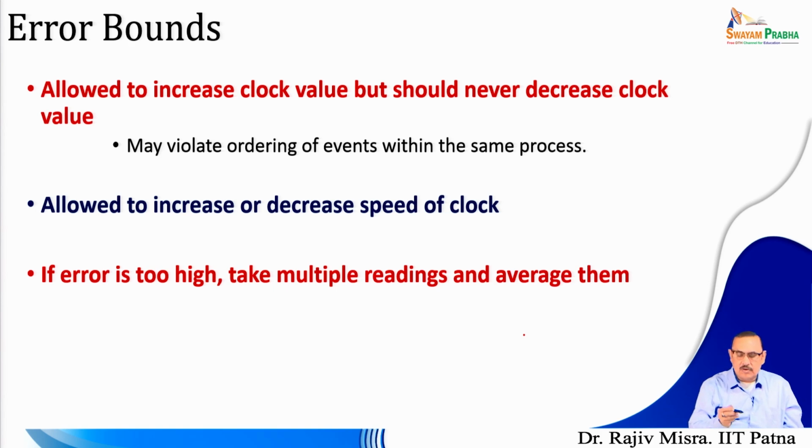The error bounds we have seen: they are allowed to increase the clock values, but should never decrease the clock value, as that may violate the ordering of the events within the same process. Therefore, clock synchronization is allowed to increase or decrease the speed of the clock. Why? Because the values cannot be decreased. So, the speed matters, which you have control over. If the error is too high, then take multiple readings and average them.